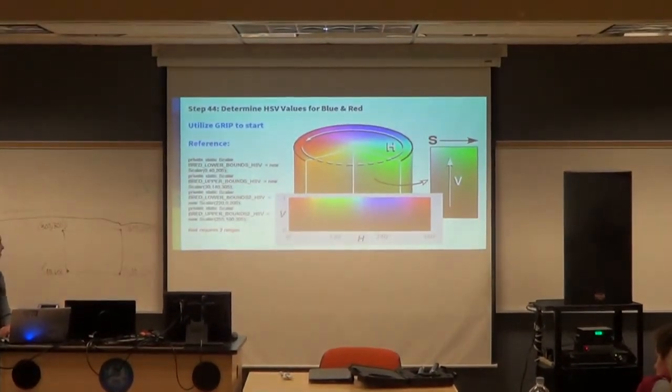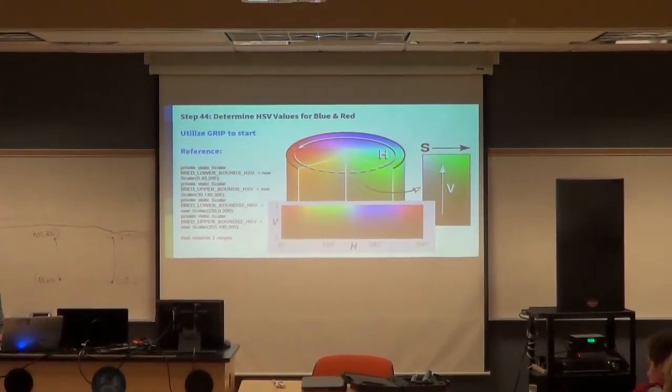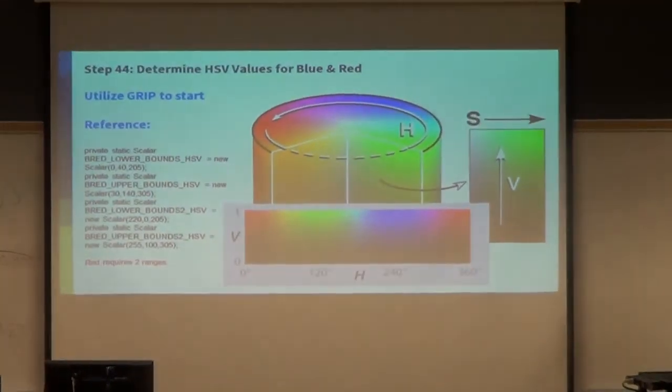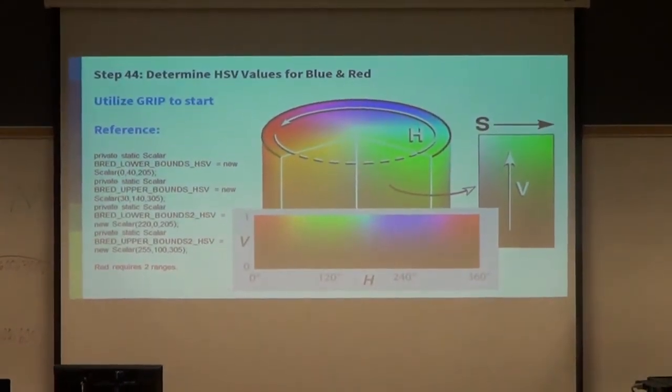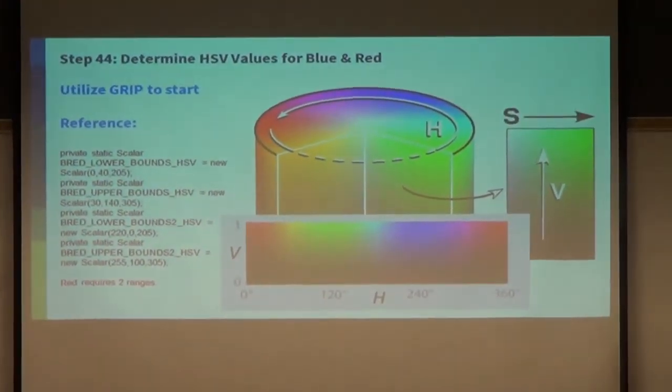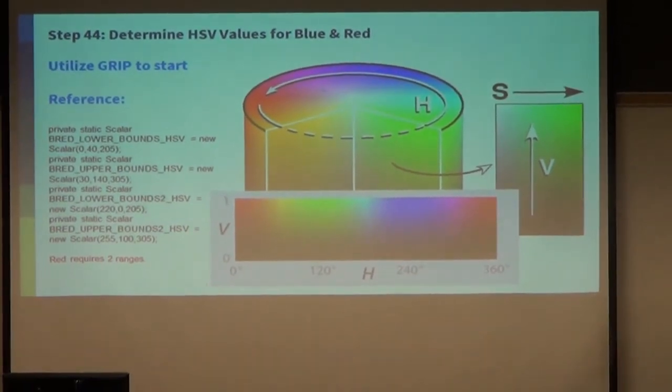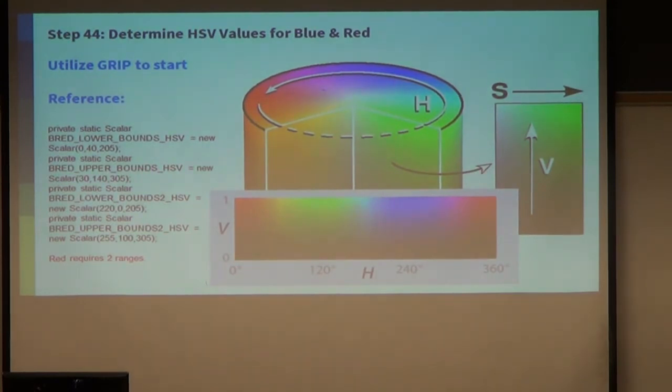So what is the difference between hue, saturation, and value? Hue is the color, saturation is the amount, like the transparency, and value is how bright it is.